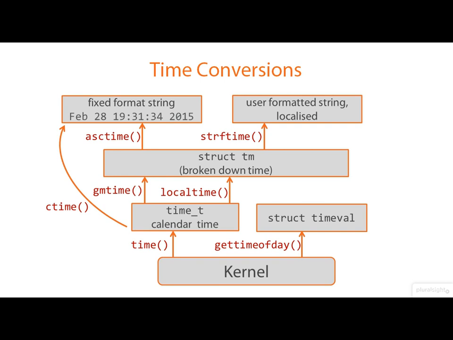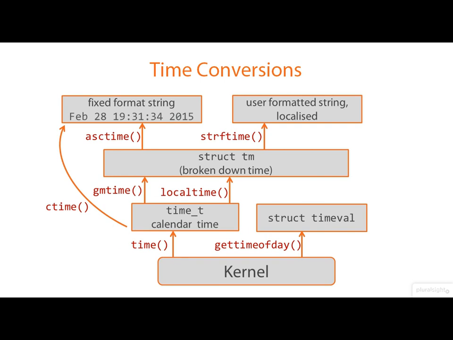Now, most of these representations deliver 1 second resolution, but the timeval structure, shown here on the right, has an extra field giving microsecond resolution. As you can see, there are functions for converting between these different representations. And by the way, I should acknowledge that this diagram was heavily influenced by one in Michael Kerrisk's excellent book on Linux systems programming.